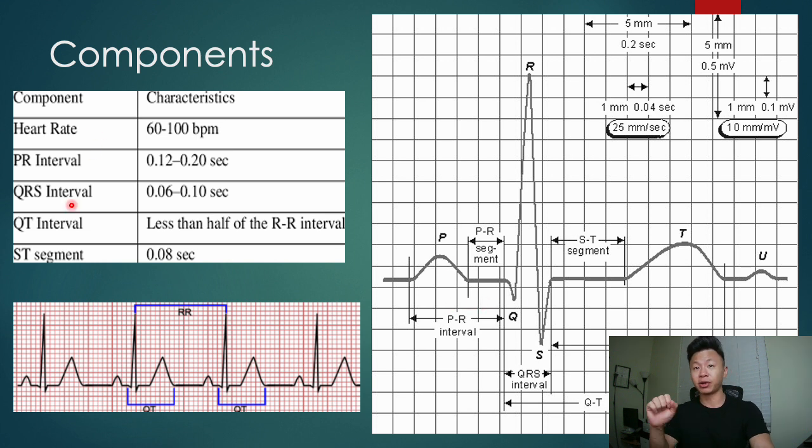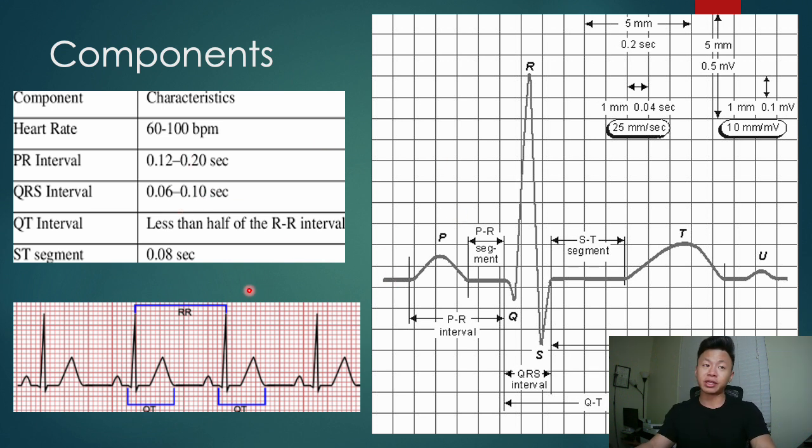Now, next measurement you're going to find is your QRS interval. That is from the start of the Q to the end of the S. QRS interval should be about 0.06 to 0.1 seconds, or 6 to 10 decimals, right? That's going to be about a box and a half to about 2.5 boxes, right? So that's one thing you're going to take a look at.